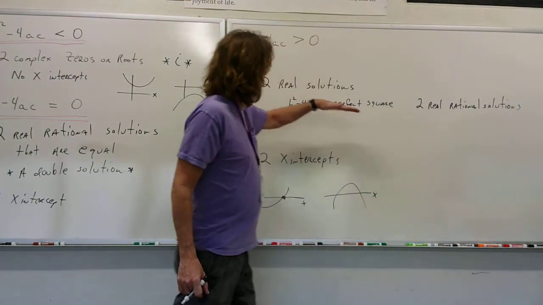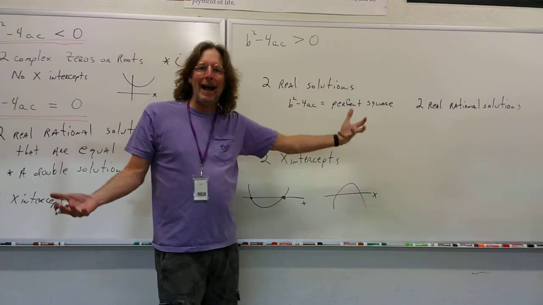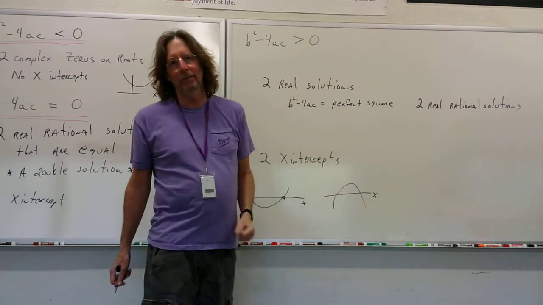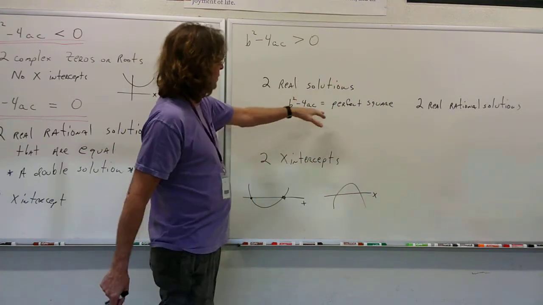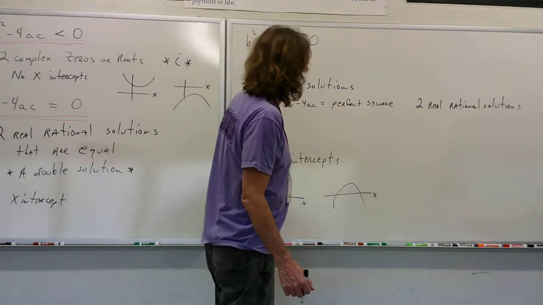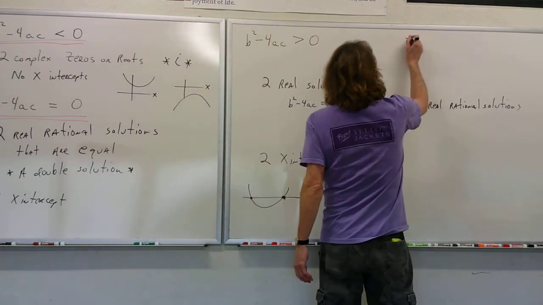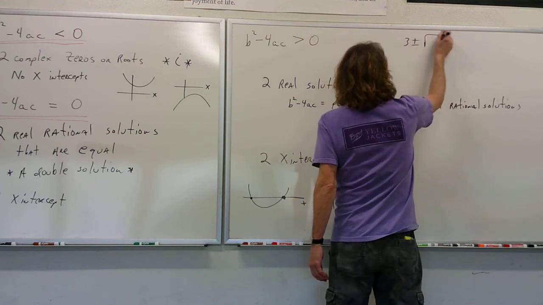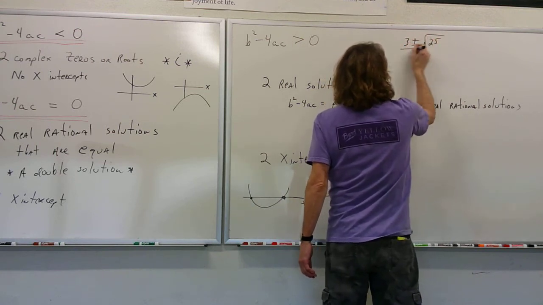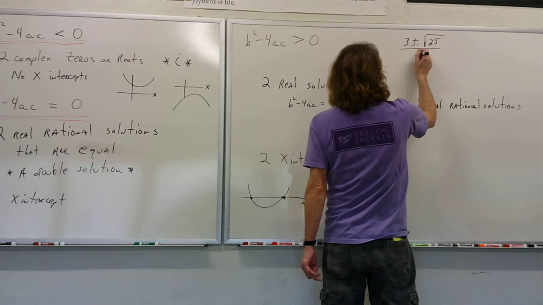But they're greater than 0, so you're not going to get any i's. You don't get complex numbers. And if they're equal, you get a perfect square. All right? Show you an example of that. Let's say you worked all this out and you got 3 plus or minus 25 over 2.